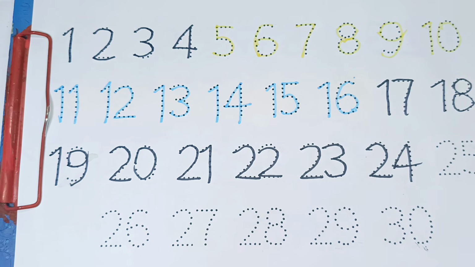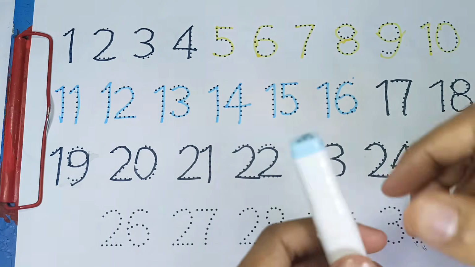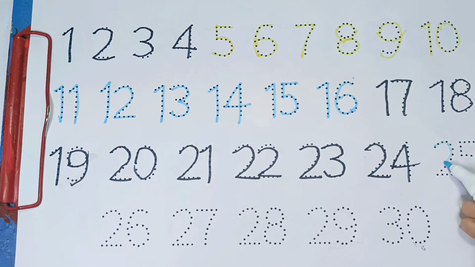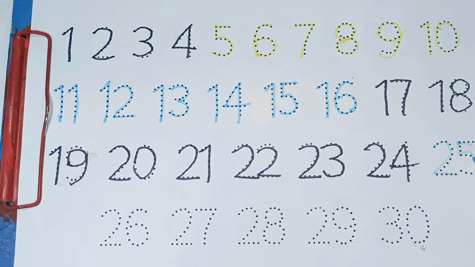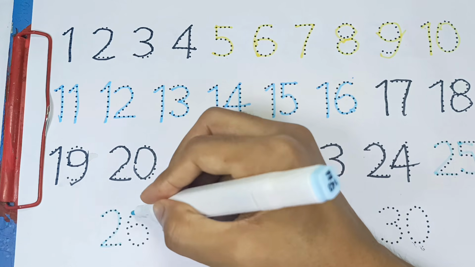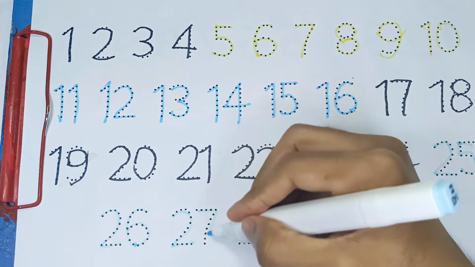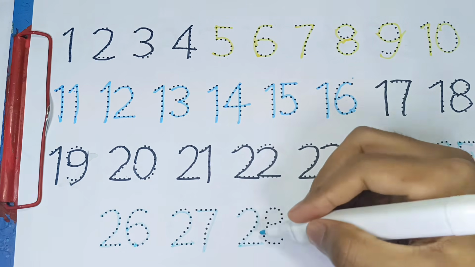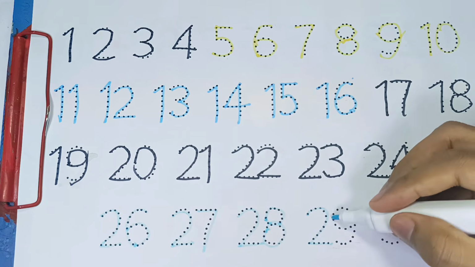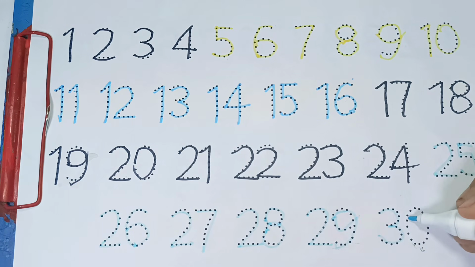Now we're using the color mint blue, 25. And the next one is 26, 27, 28. Kids, the next one is 29. And the last one is 30, the number 30.